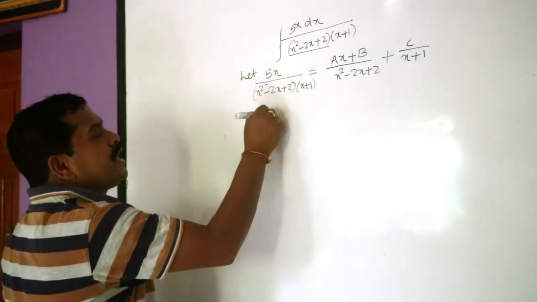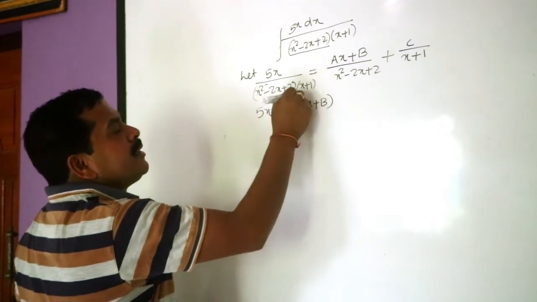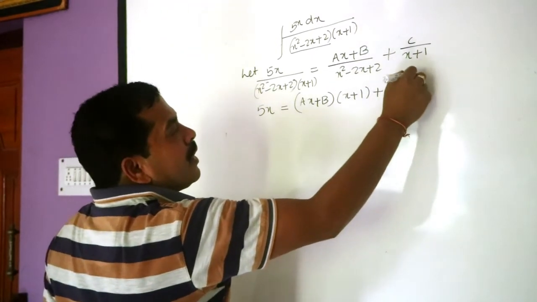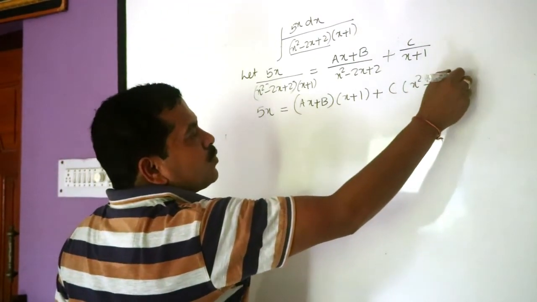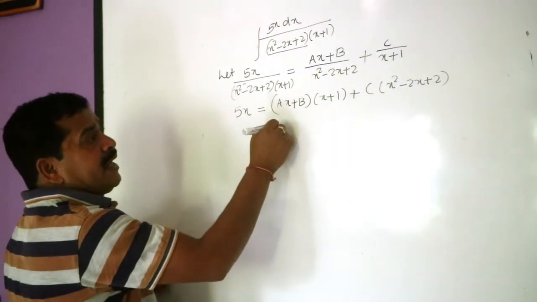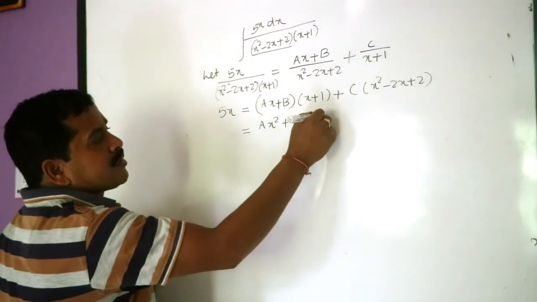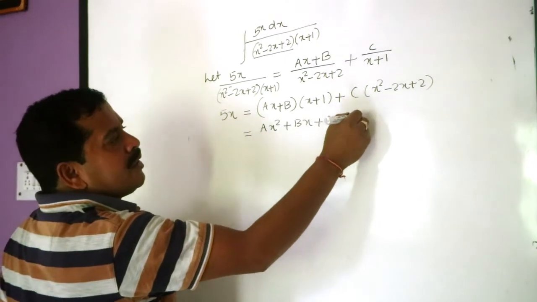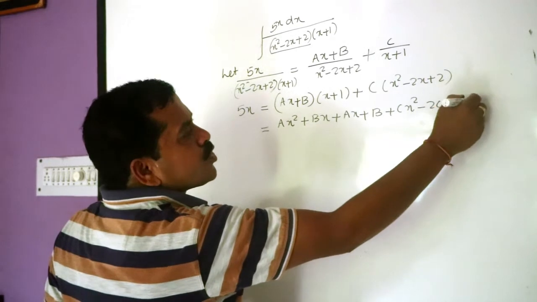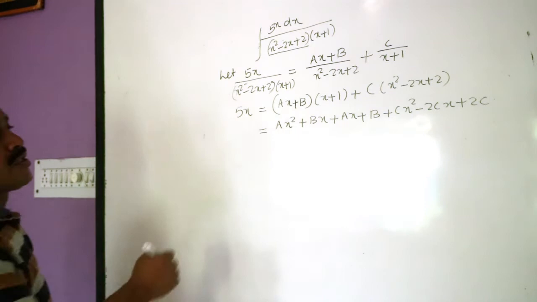Take LCM on both sides. 5x equals (ax plus b) into (x plus 1) plus c into (x squared minus 2x plus 2). Just simplify the right hand side: ax squared plus bx plus ax plus b plus cx squared minus 2cx plus 2c. Now you can equate the coefficients on both sides.